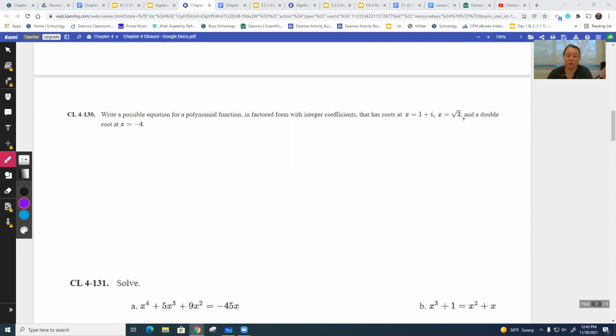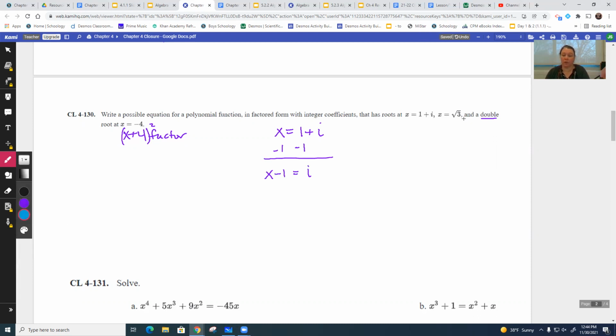So if the root is at -4, right, I could turn it into a factor by adding 4, and I could say x plus 4 is the factor, but because it's a double root, this is squared. Now for these, I could set the factor up. I could do x minus this whole thing, and I could do the same thing here. Another way to do it though is to use the same idea that we did here and write the solution. So if the solution is x equals 1 plus i, I'm going to subtract this 1, and x minus 1 equals i.